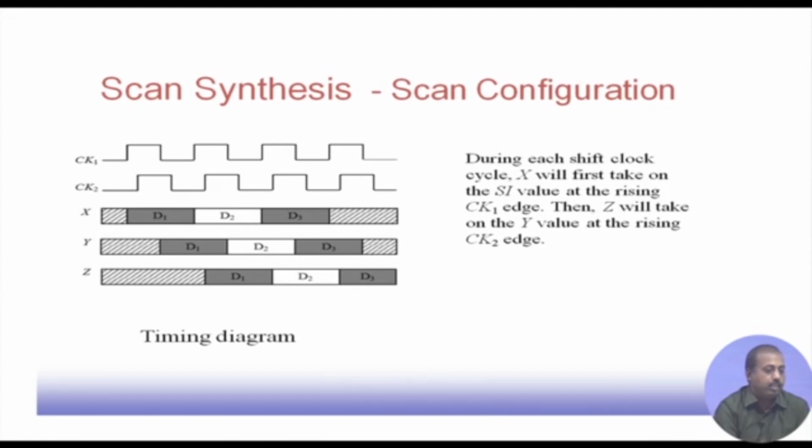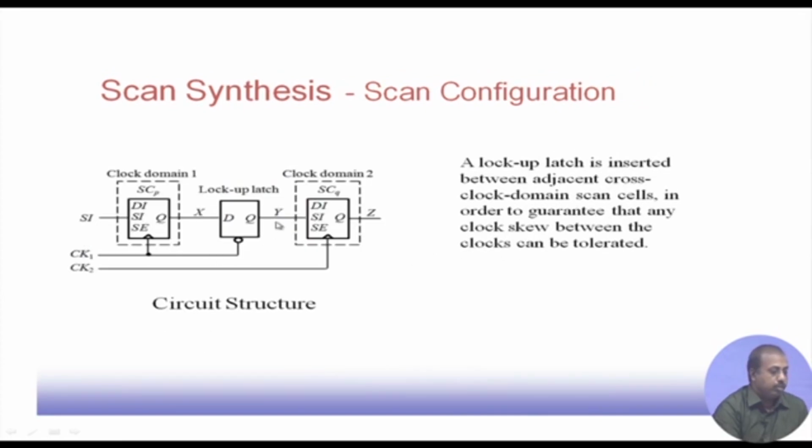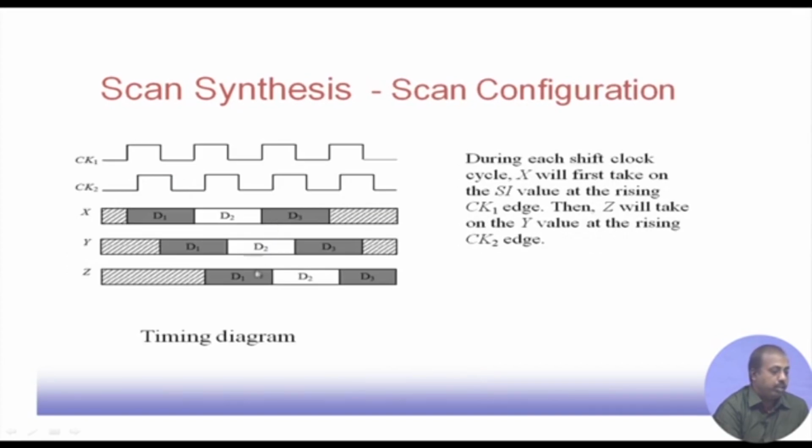So, here is that lockup latch sort of thing. Say clock 1 is this one, so clock 2 is this one. During each shift clock cycle, X will first take on the value of SI, whatever is there at the rising edge of CK1. Then Z will take on Y at the rising CK2 edge. So, that is going to happen, and this Y signal in between will hold the value for Z to sample.